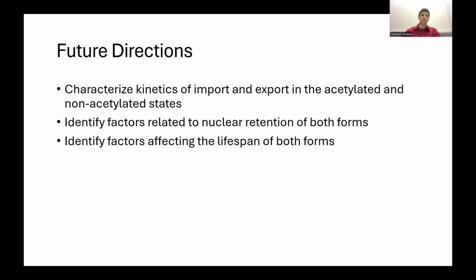And then identify factors that affect the lifespan of both forms. So what I mean by that is how quickly are they degraded? How long are they present in the cell from being synthesized to being degraded? Where are they degraded? Are they degraded in the nucleus or the cytoplasm, etc.? So these are just some future studies we can do to further explore this phenomenon.